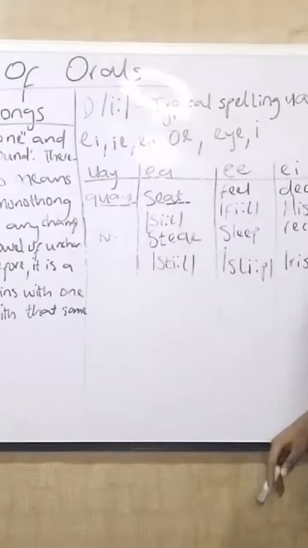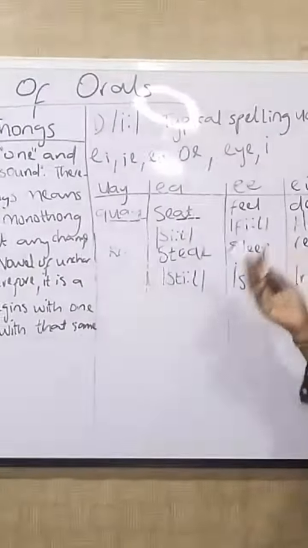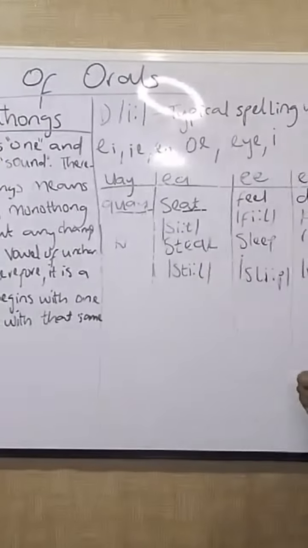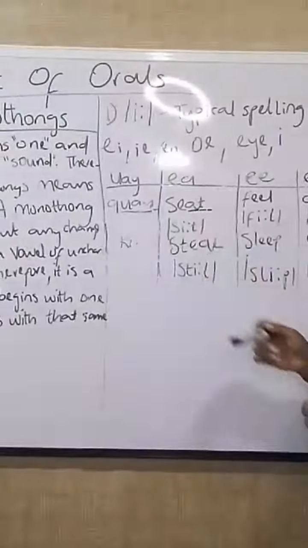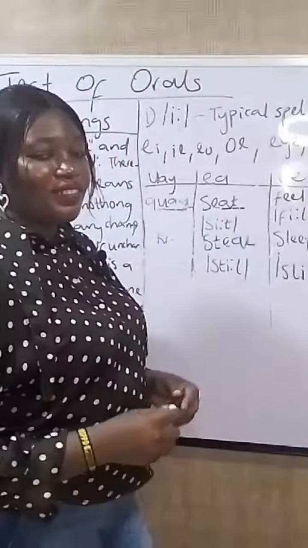Hello everyone, today we are going to be transcribing EA, which is one of the typical spellings for E. In the previous class, we saw the transcription for EA. So feel, F is pronounced so.